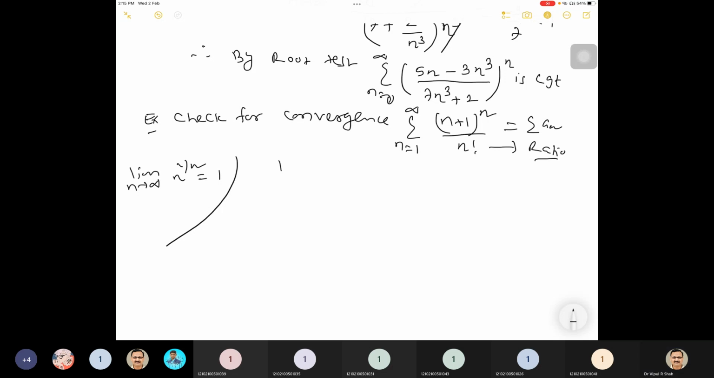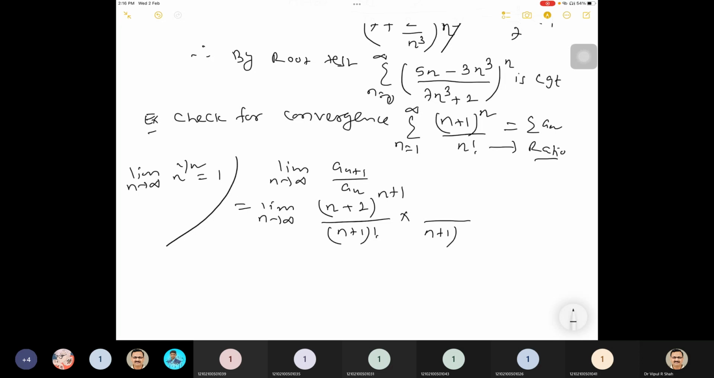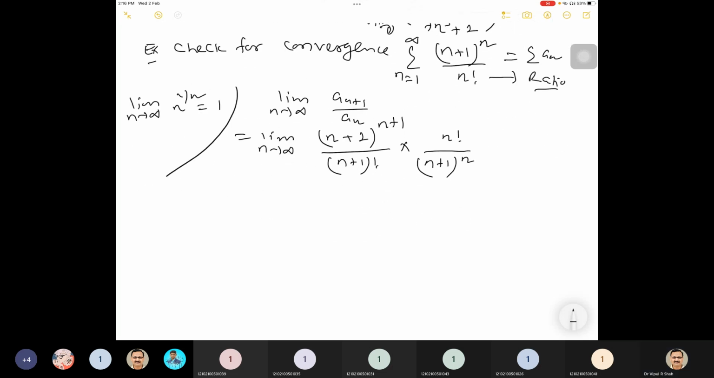So let us use the ratio test. So limit n tends to infinity, a(n plus 1) upon a(n). So limit n tends to infinity. What is a(n plus 1)? It is (n plus 1 plus 1) power n plus 1, upon (n plus 1) factorial. This is (n plus 1) power n upon n factorial. Isn't it?